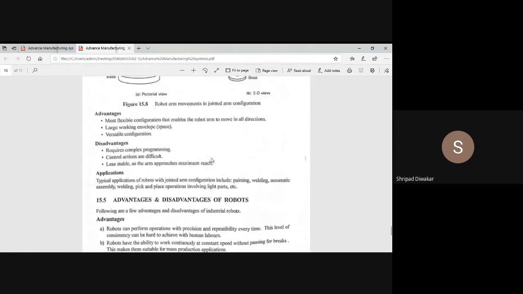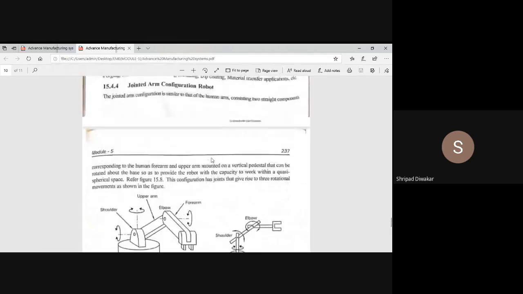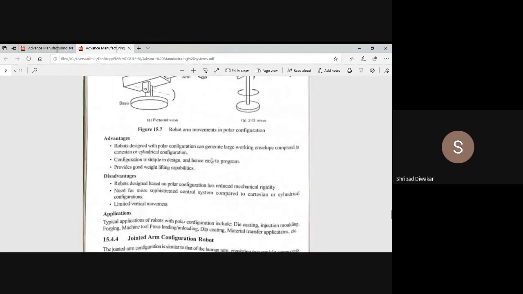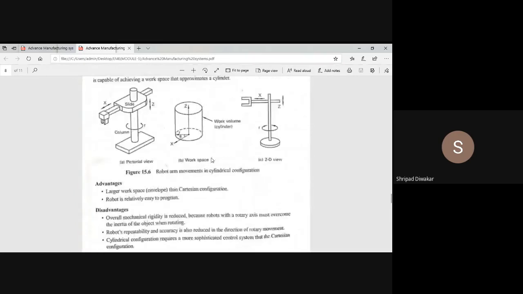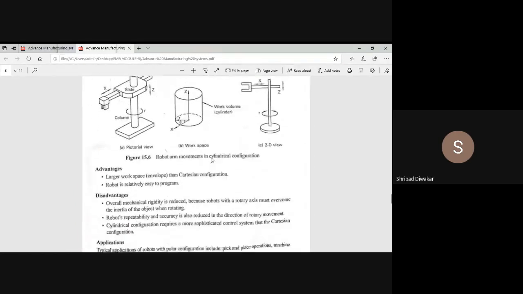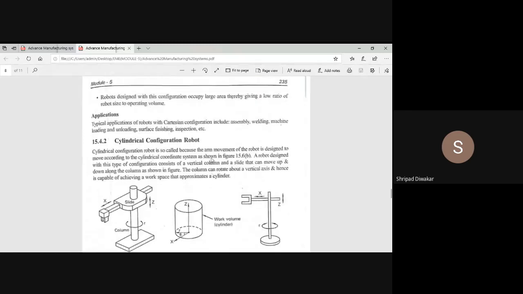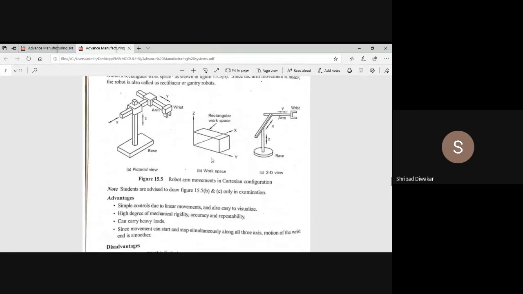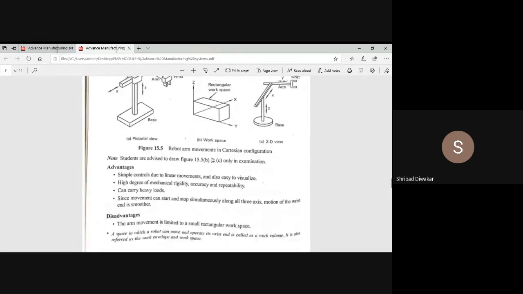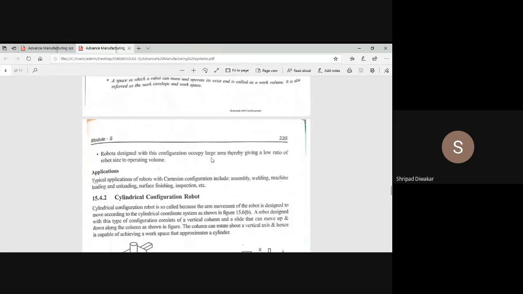Next, these are the four configurations you have to practice. One is the Cartesian configuration, which is what I showed first. The second one is the cylindrical configuration. Now I'll explain the applications.